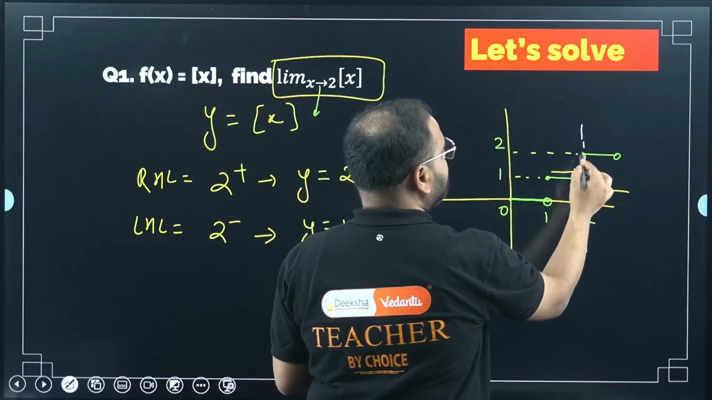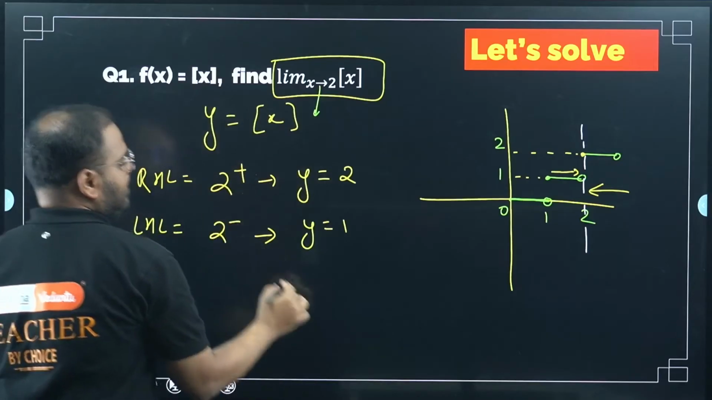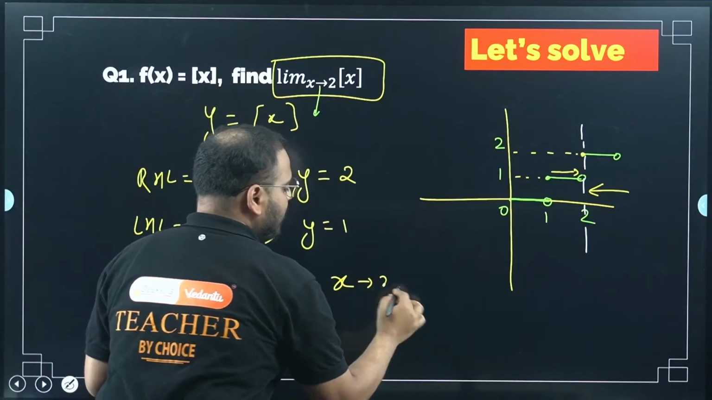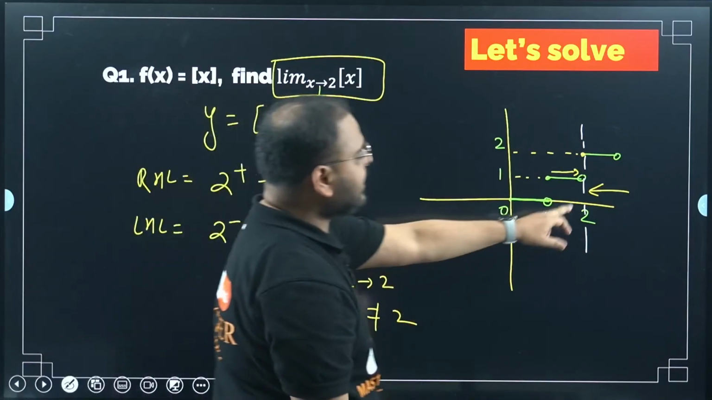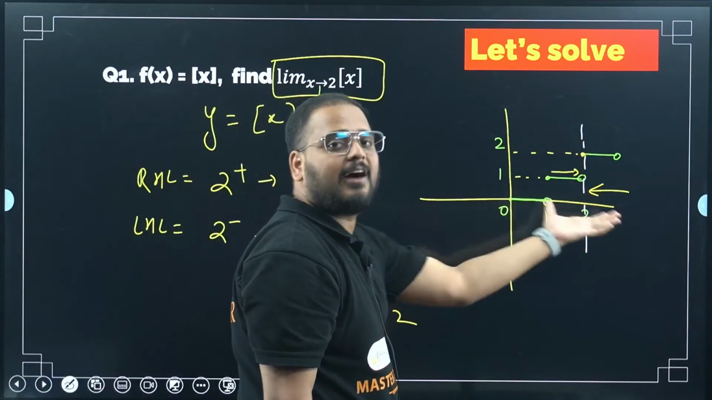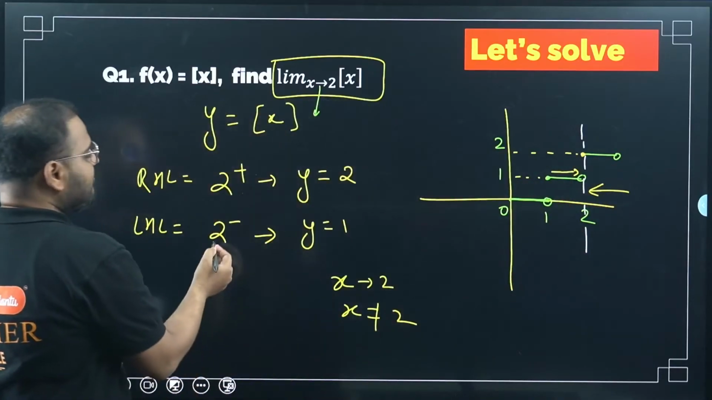Now don't say, sir, at 2 it is 2. You are taking this point. I said no, when I say x tends to 2, it means x is not equal to 2. So I cannot add the two values. I have to take before and after, the right neighborhood and the left neighborhood. So in the right neighborhood I am getting 2, in the left neighborhood I am getting 1.